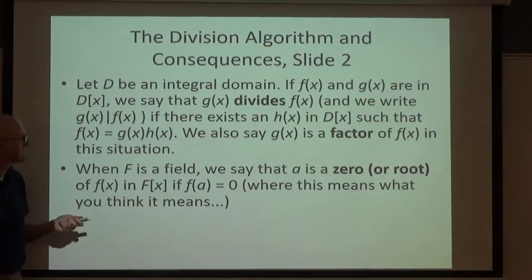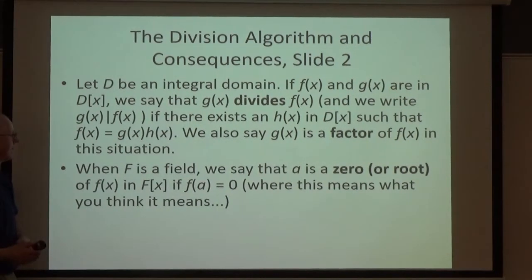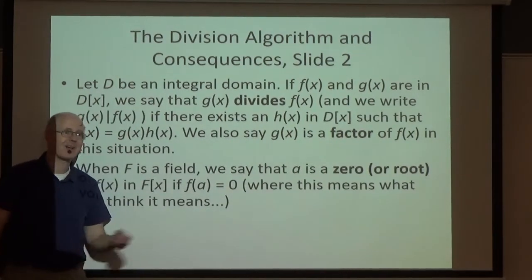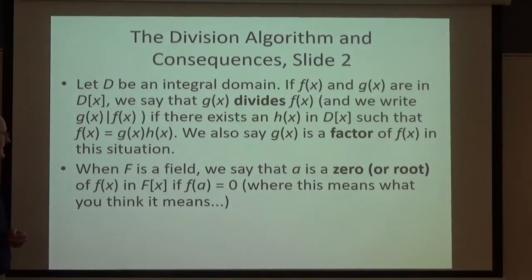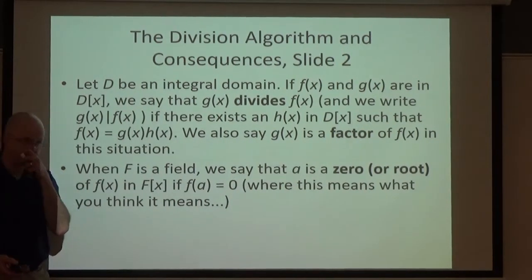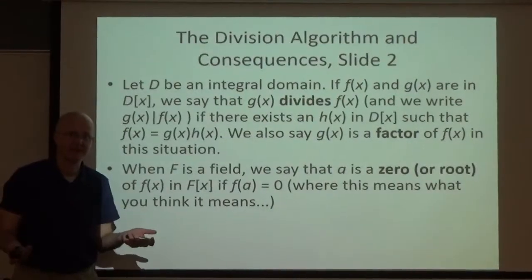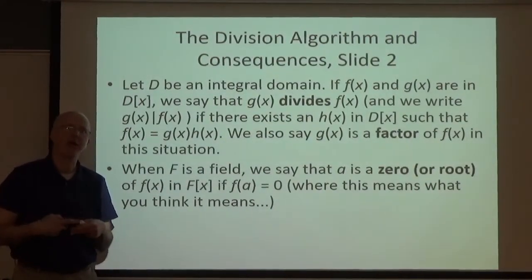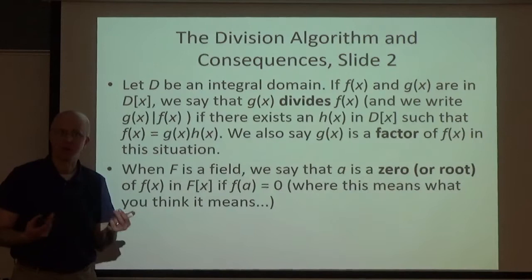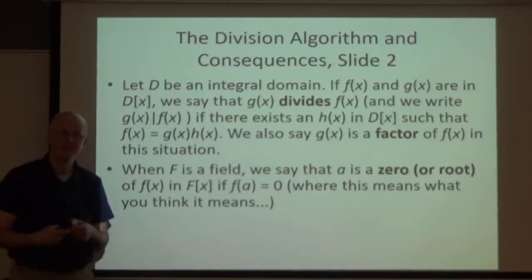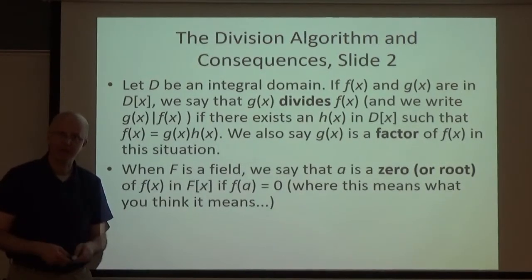We say a is a 0 or root of f of x if f of a is 0, like always. This means what you think it means. Plug in a in place of x. So there we are thinking of the polynomial as more than just a symbolic thing. We are saying, okay, we can replace x with some ring element a and do some actual ring computations.